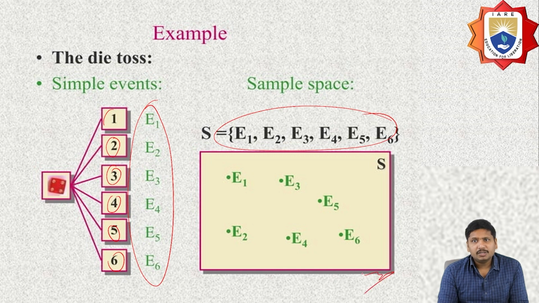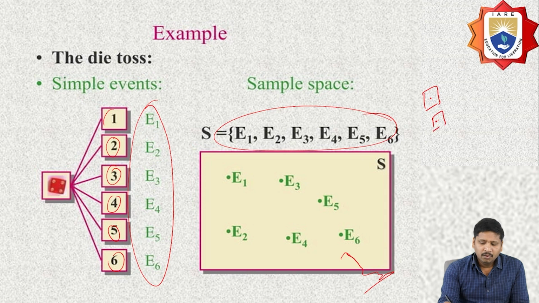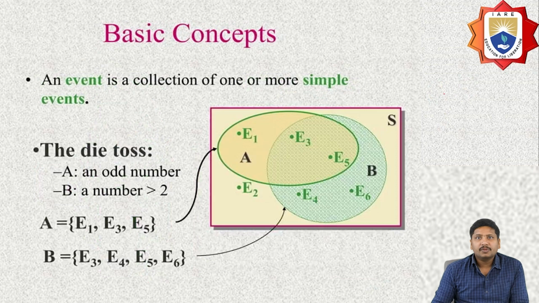And the sample space will be the set of all these events, and diagrammatically it looks like this. So the sample space is nothing but all the sub events. If I'm going to roll the die, sometimes I may get one, sometimes four, and sometimes two. These should be treated as individual events of this sample space. The basic concept is that an event is nothing but a collection of one or more simple events.